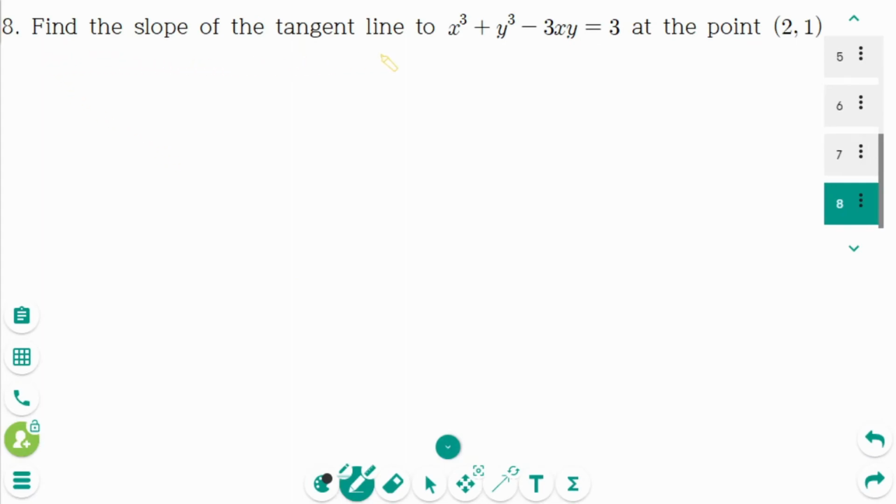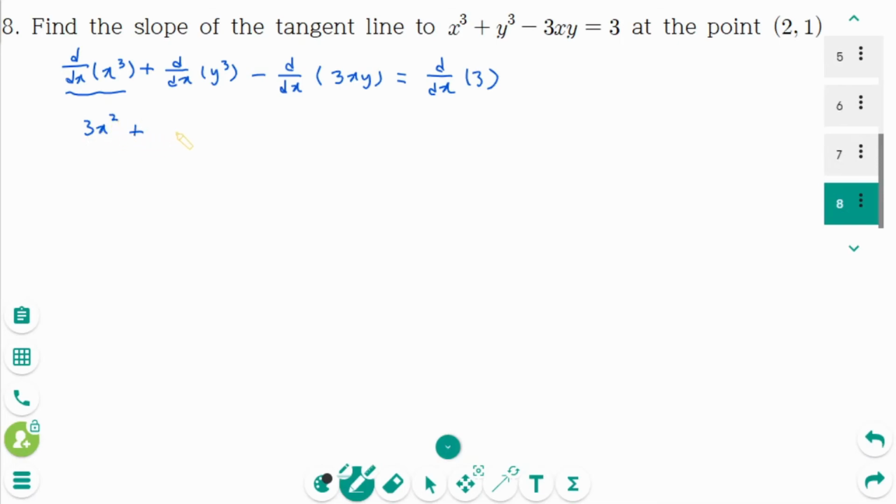This is the last one. d dx of x cubed plus d dx of y cubed minus d dx of 3xy equals d dx of 3. The first one is 3x squared, plus the second one use the chain rule, 3y squared times y prime, minus the third one we can rewrite as 3x times y, equals 0.